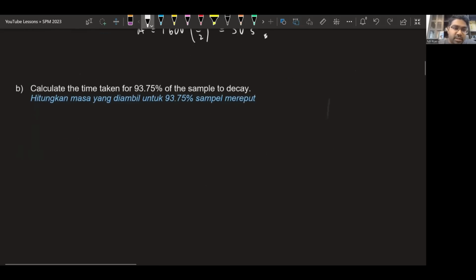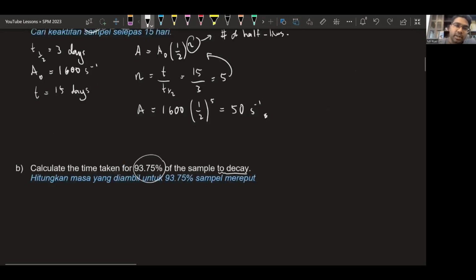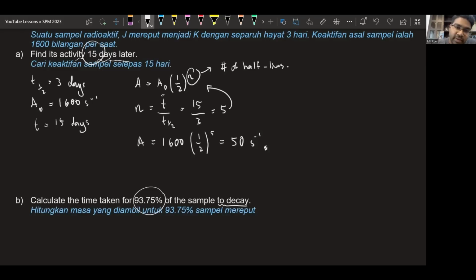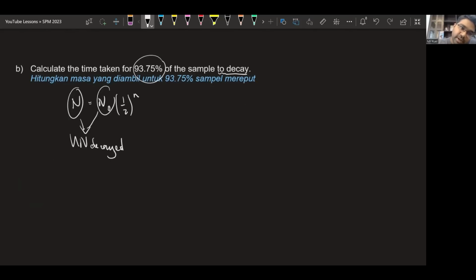All right, let's look at B. Calculate the time taken for 93.75% of the sample to decay. Okay, this is very important because when we use the formula, we can use a similar formula, but instead of activity, we use the number of undecayed nuclei. So N equals N naught times 1/2 to the power of n. Now, both of these represent undecayed nuclei, nuclei that have not decayed.